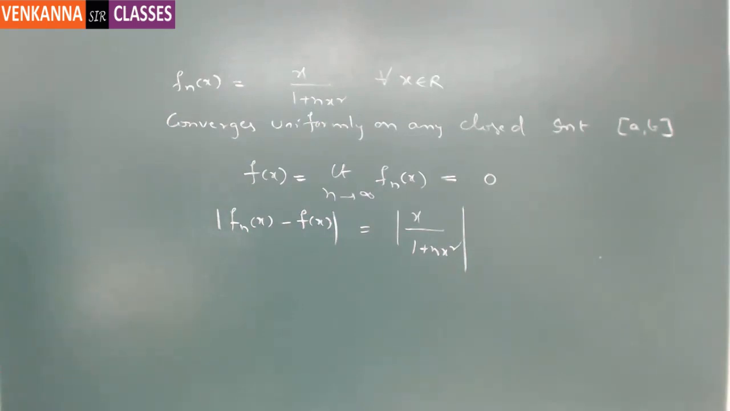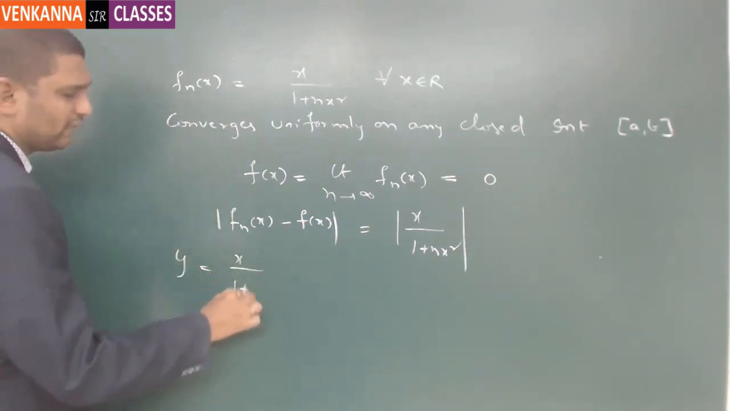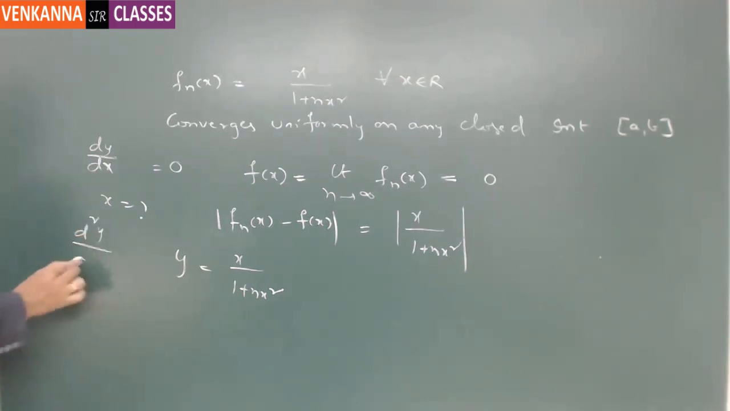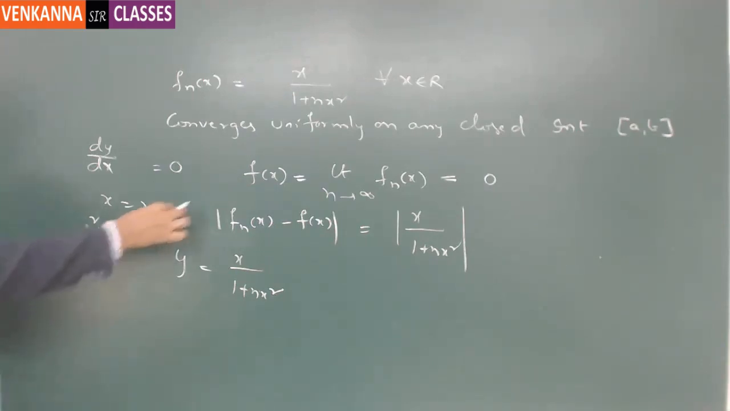Now take y is equal to x by 1 plus nx square. I think you know the procedure for how to calculate the maximum of a function. First we calculate dy by dx. From it we determine the value of x by making the derivative equal to 0. Whether that x value gives the maximum of the function or not, we calculate the second derivative d square y by dx square. By substituting this x value, if it is less than 0, then the corresponding x gives the maximum value of the function. That was the approach we usually follow. Am I correct? We calculate two derivatives, first derivative as well as second derivative, right?